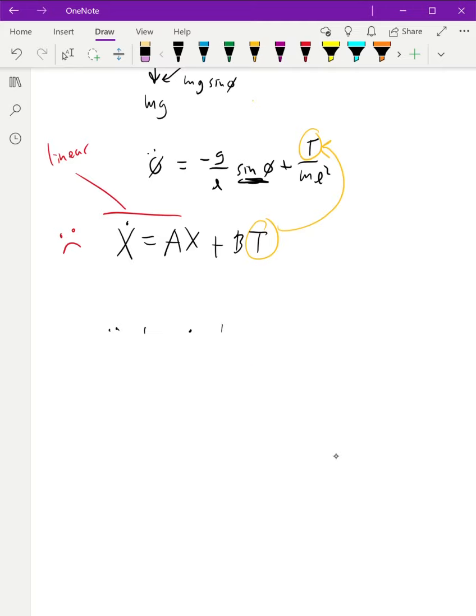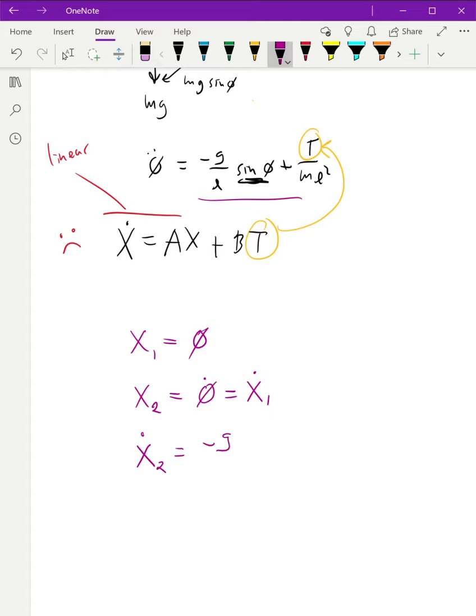And so we will assign our state space variables to those. So our x1 is always our lowest order state, which is theta. x2 is always the derivative of the state, theta dot. That means that x2 is also equal to x1 dot. x2 dot is equal to, well, our equation of motion. Negative g over L sine theta plus T over mL squared.